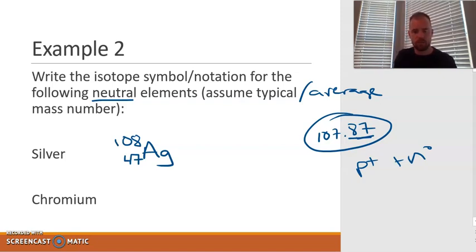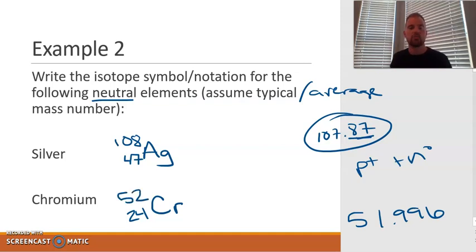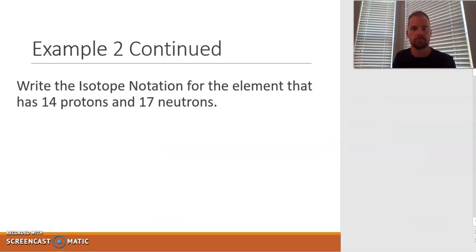Let's do the same thing for chromium. Chromium is element Cr. The atomic number for chromium is 24. And the average atomic mass reported for chromium on the periodic table is 51.996. We're going to round that to 52. And so that would be the isotope notations for those 2 elements.